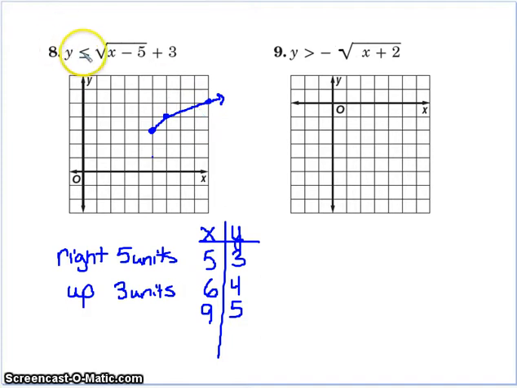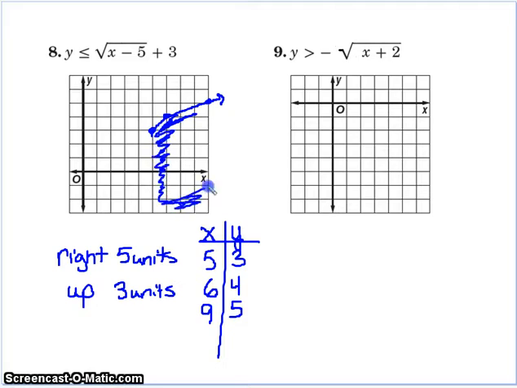Now, I drew a solid line this time, and it's legal for me to draw a solid line because this symbol is less than or equal to. Had the symbol been just less than, I can't draw a solid line. I have to draw a dotted line. Now that we have less than or equal to, I can shade less than. It's going to be down this way.